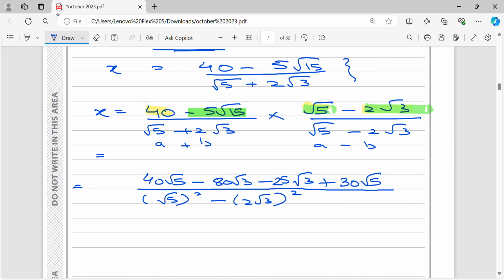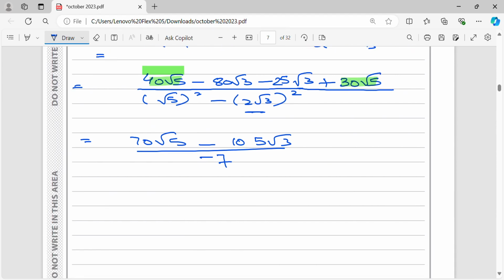Okay, collect like terms. So root 5 here, this is root 5, here is root 5, and this will be 70 root 5. Minus 80 minus 25 is minus 105 root 3, and the denominator is 5 minus 2 times 2 root 3 squared, 4 times 3, and that is 12. So 5 minus 12 is negative 7.